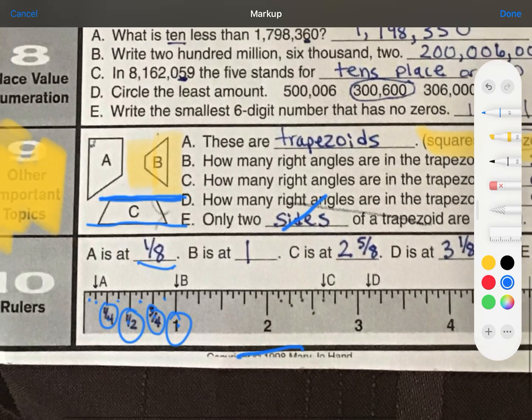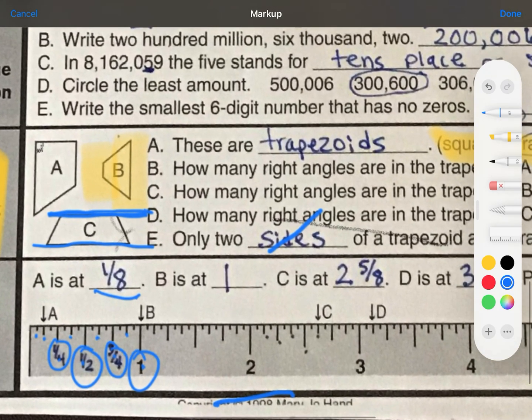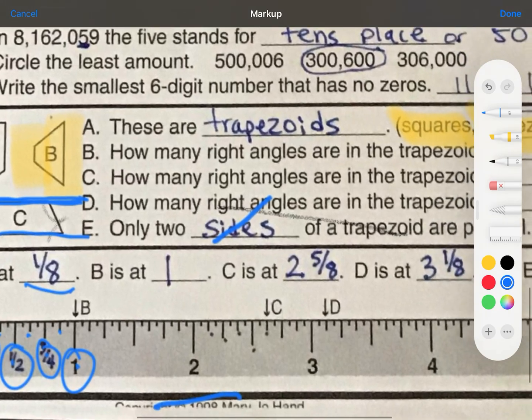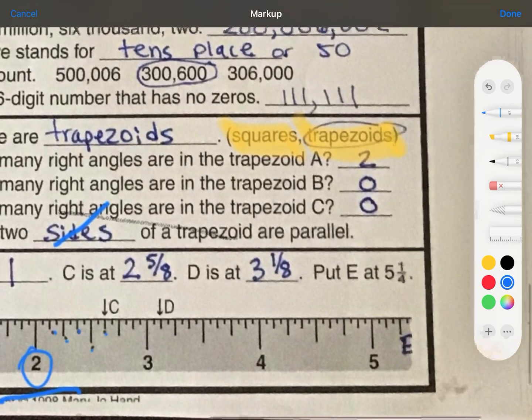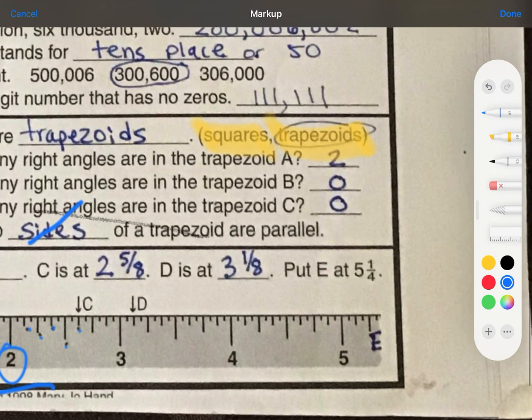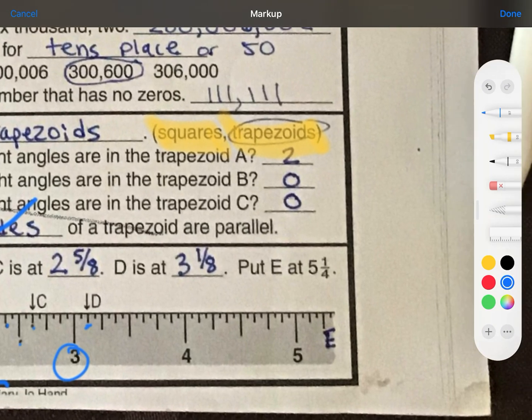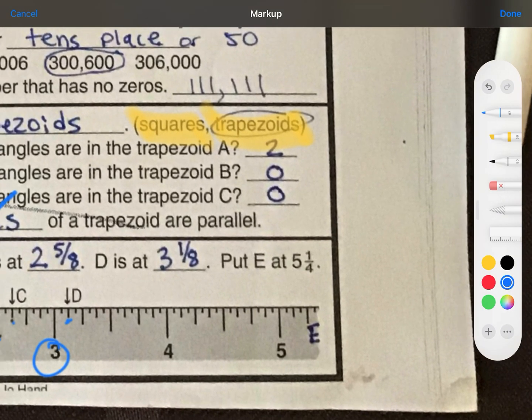B is at 1 inch. C is at 2, and then you count your eighths. 1, 2, 3, 4, 5. So 2 and 5/8. Then D is at 3 and 1/8. And then put E at 5 1/4. It cuts off the ruler, but we know that this here is the fourth, not the half, because we can see that by looking at previous inches.